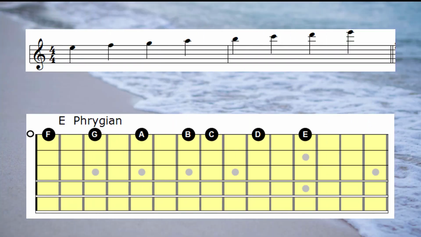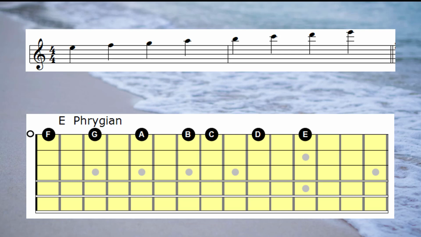All right, let's get started and see what we've got in store for you today. We're going to start today's session by playing an E Phrygian mode on the first string. And what that simply means is we're going to play from E to E without any sharps or flats.